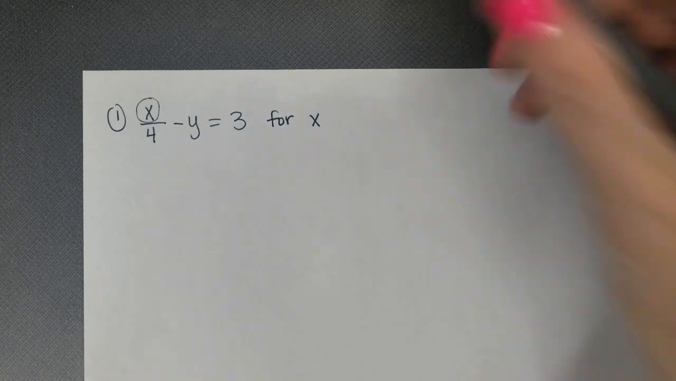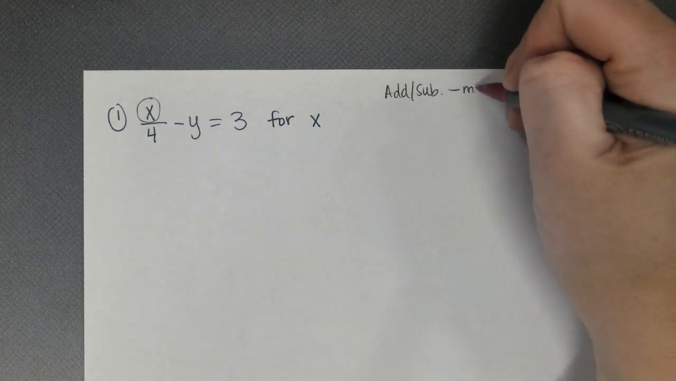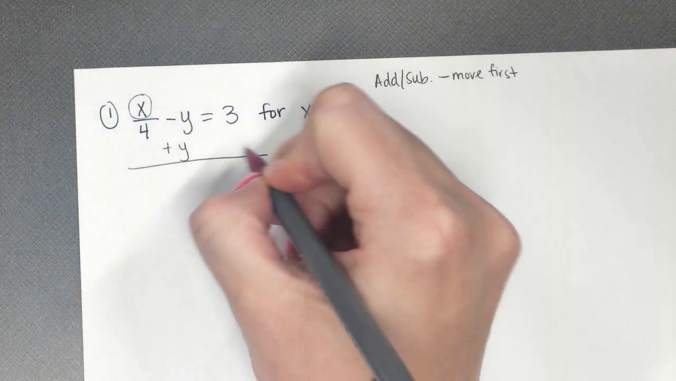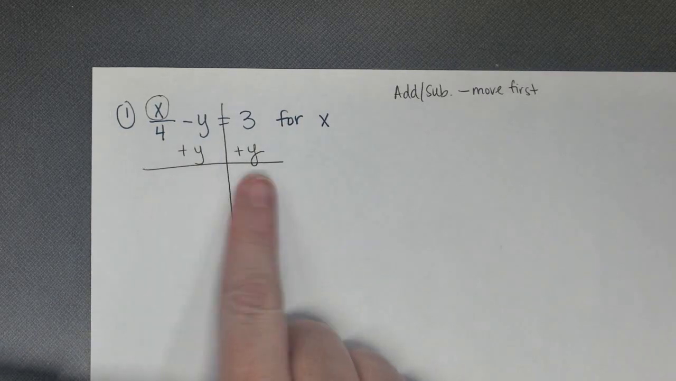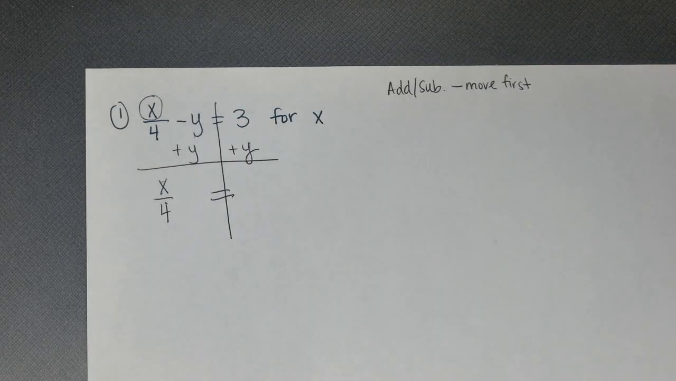So remember what I said. Anything added or subtracted, you have to move that first. So that means I'm going to add y to both sides. And make sure that you're doing it to both sides, not doing it twice on the same side. Once you do that, that should be 0, so you're left with x over 4. I don't like you to write the 0 because I feel like that's more complicated. If they cancel out, you just have it there.